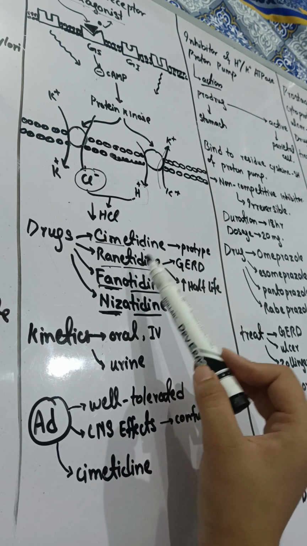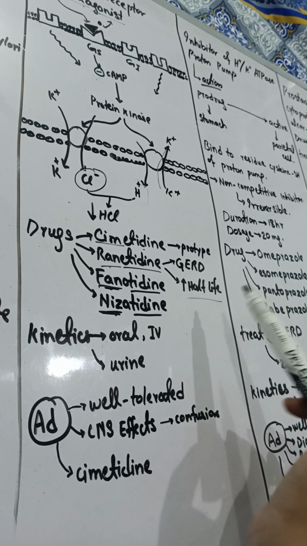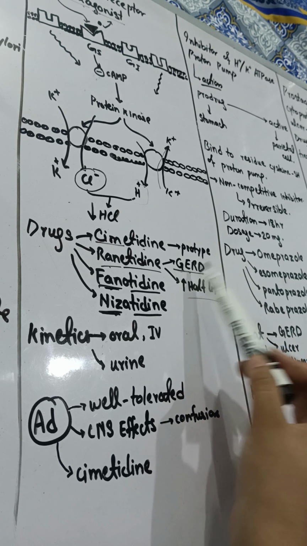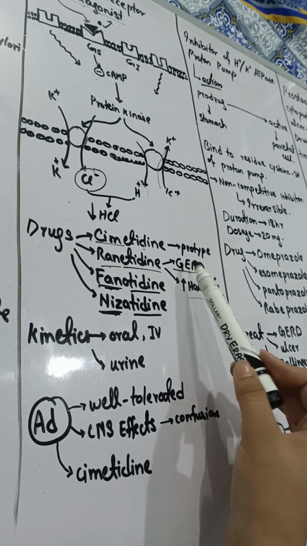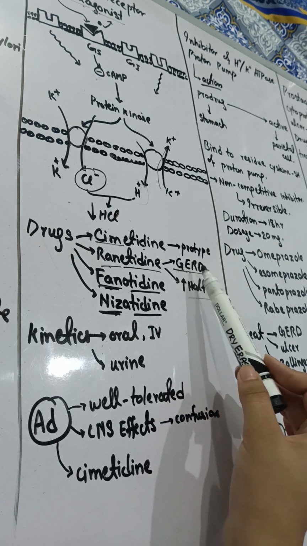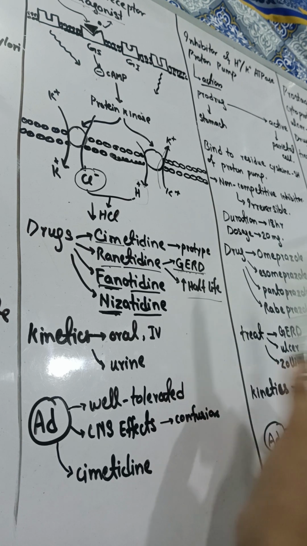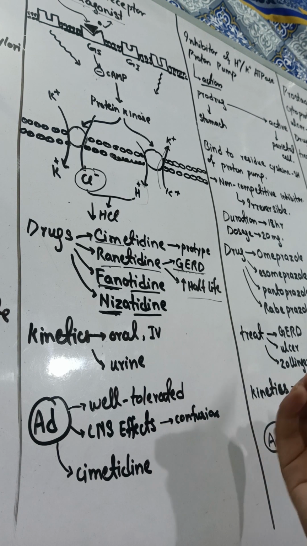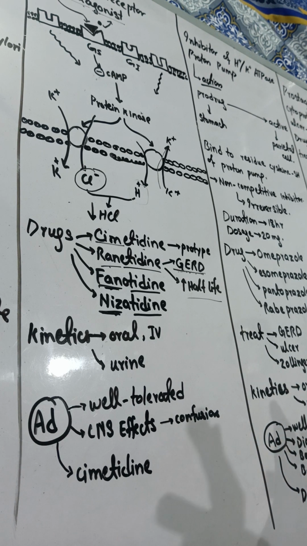Ranitidine is very important because it has a longer half-life, and it is used to treat another disease which is called GERD. So what is GERD? This is gastroesophageal reflux disease. It is actually nothing, it is just a heartburn disease. Heartburn disease doesn't mean that your heart is burning.